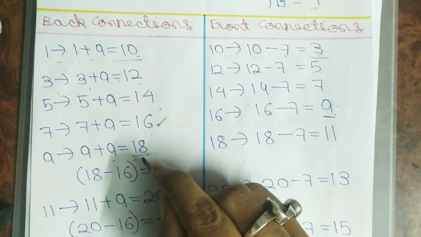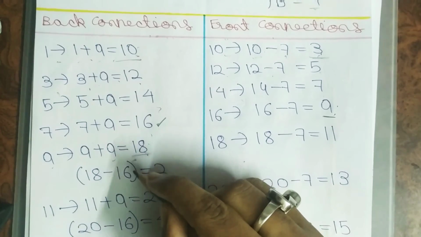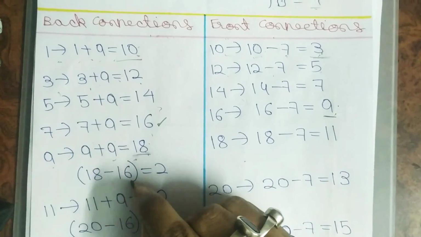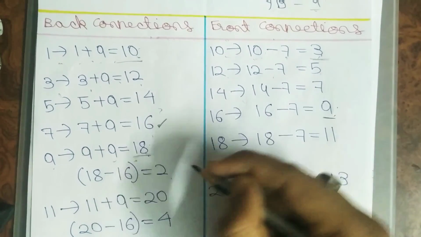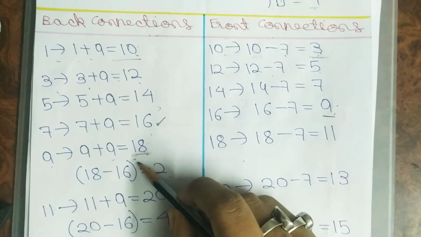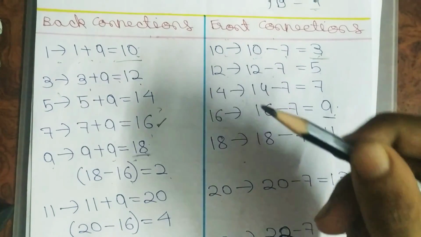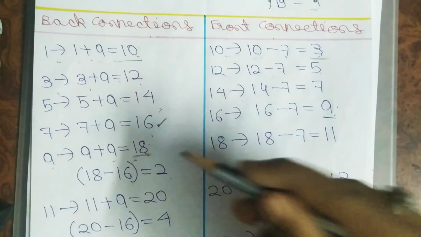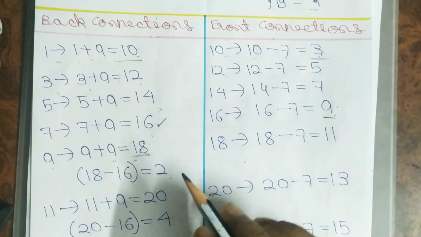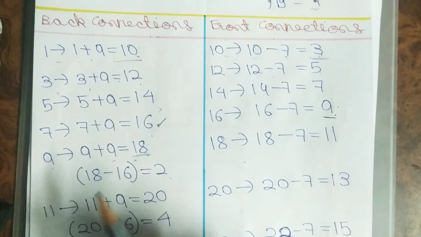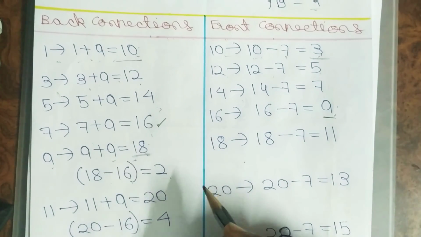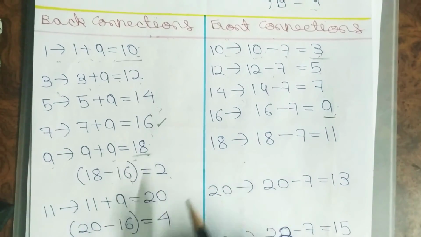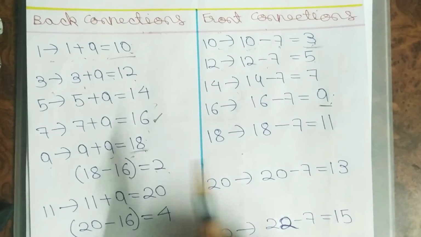So what you have to do, you have to subtract the value of the conductor from this value, means 18 minus of 16 is equal to 2, because total number of conductors is 16. So if the value for the back connection or front connection crosses the value of the conductor, you have to subtract the total number of conductors from this value. So see, it will become 2.